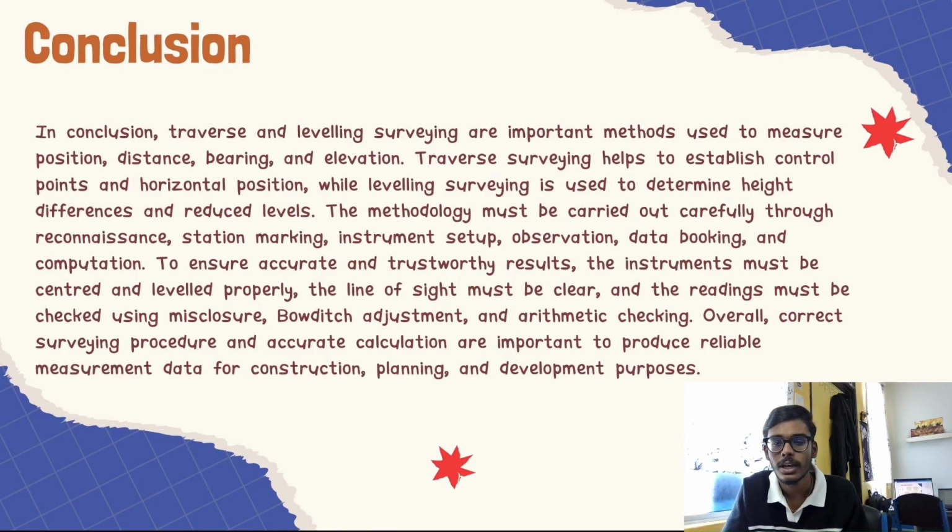To ensure accurate and trustworthy results, the instrument must be centered and leveled properly. The line of sight must be clear, and the readings must be checked using misclosure, bearing adjustment and arithmetic checking. Overall, correct surveying procedure and accurate calculations are important to produce reliable measurement data for construction, planning, and also development processes. Thank you.